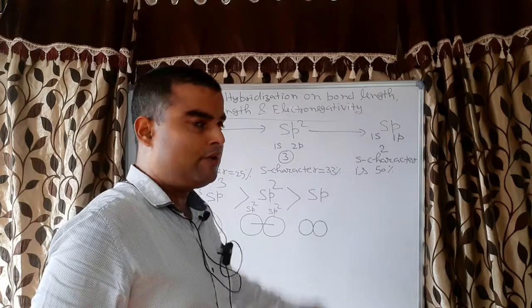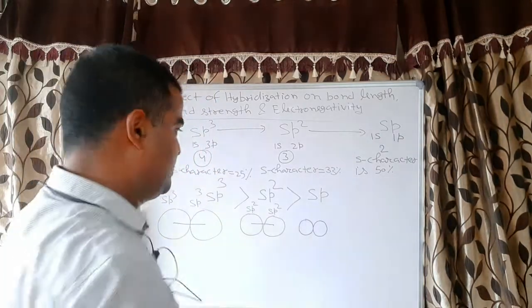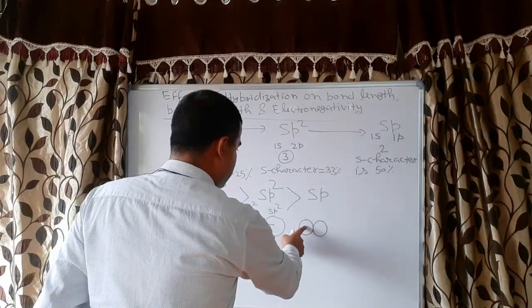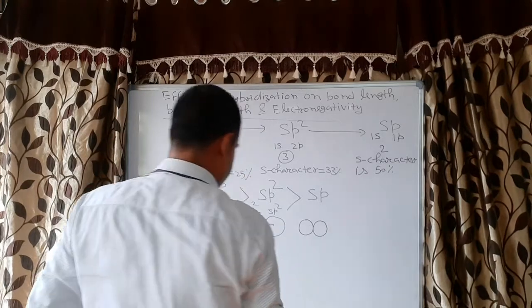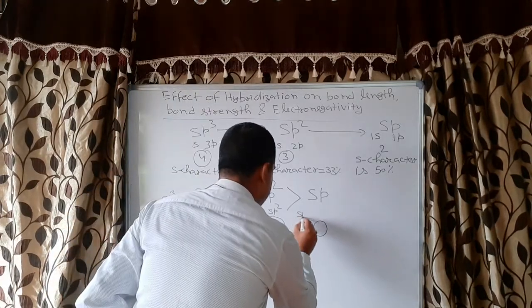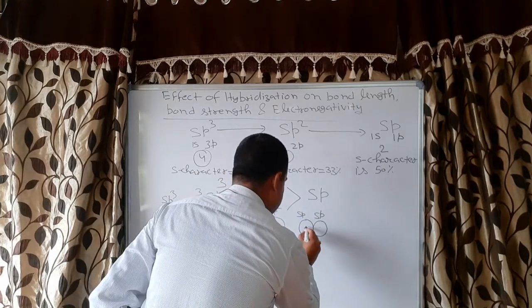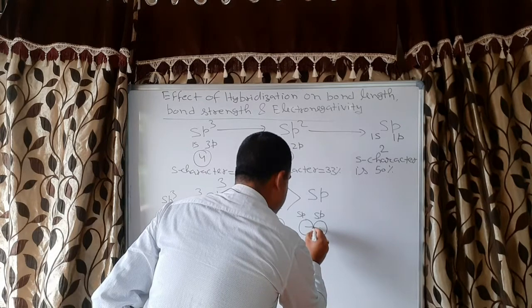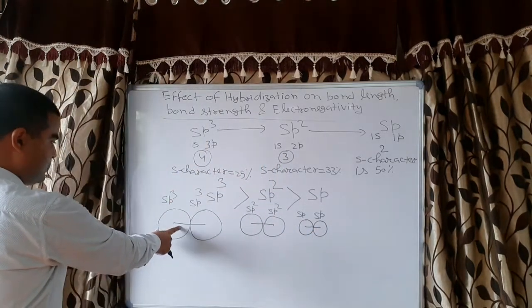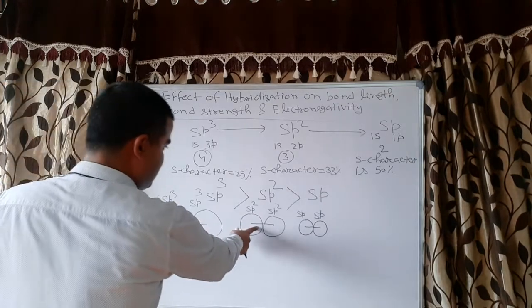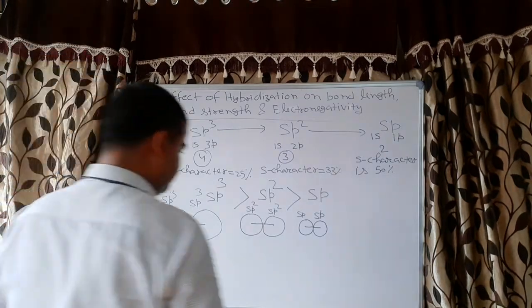Why are we taking 2? Because a bond can be formed at least between 2 atoms. That's why we are taking one hybrid orbital from each of the 2 atoms. Correct? This is sp, this is sp. Now for this, the bond length will be this radius plus this radius. Now you can see, this bond length is greater than this and this is greater than this. Now take the example.